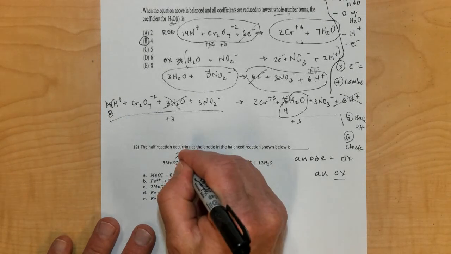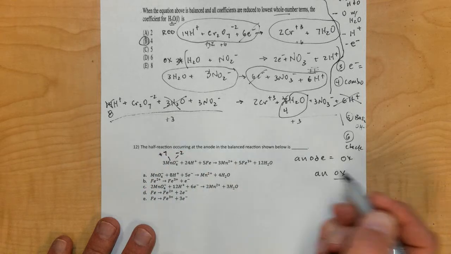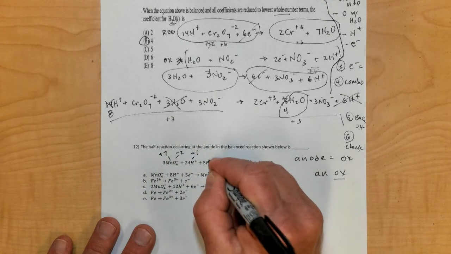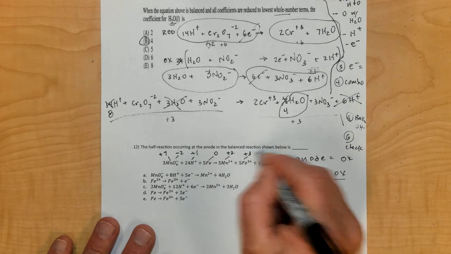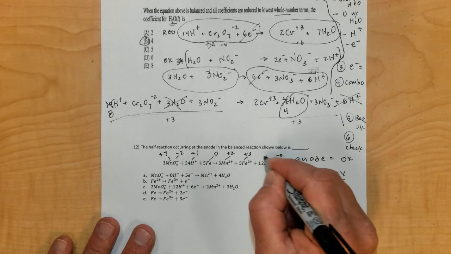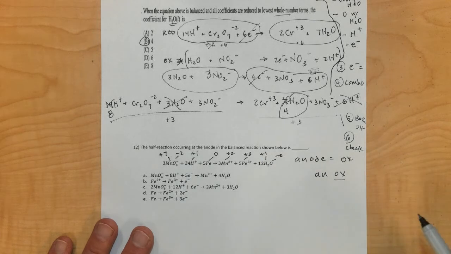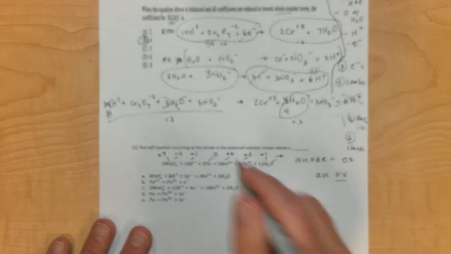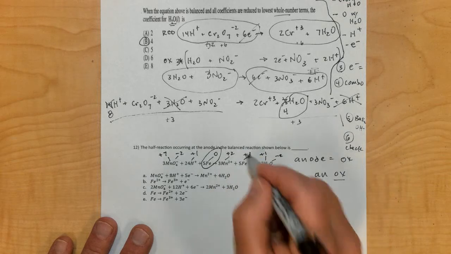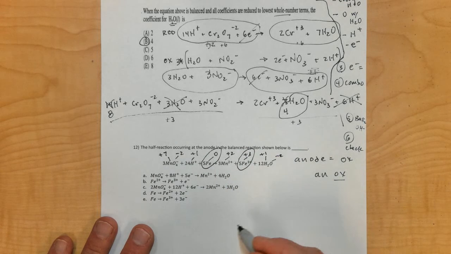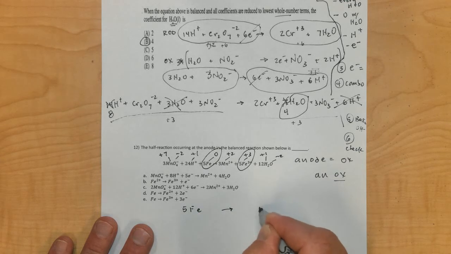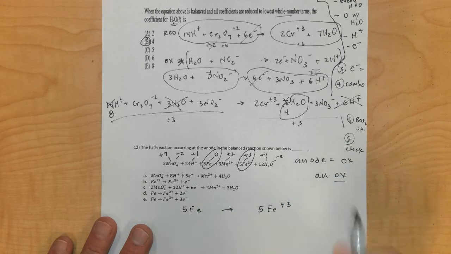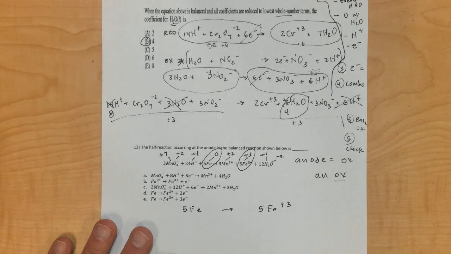So oxygen is minus 2, that means manganese here is going to be plus 7, hydrogen's plus 1, iron is 0, this manganese is plus 2, iron here is plus 3, oxygen's minus 2, and the hydrogen's plus 1. So my thing that is oxidized, going up in charge, is my iron going from 0 to positive 3 right here. So my half reaction would involve the 5 Fe's going to the 5 Fe plus 3's, which is going up in charge, and as my anode is my oxidation reaction.